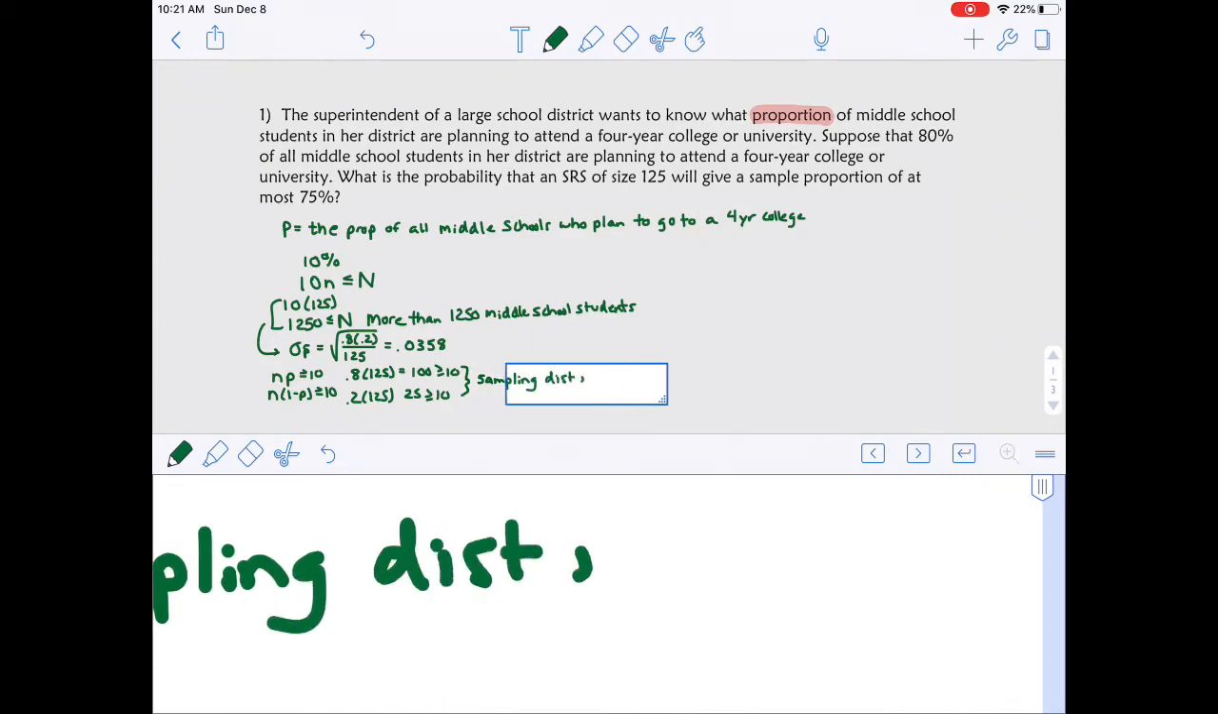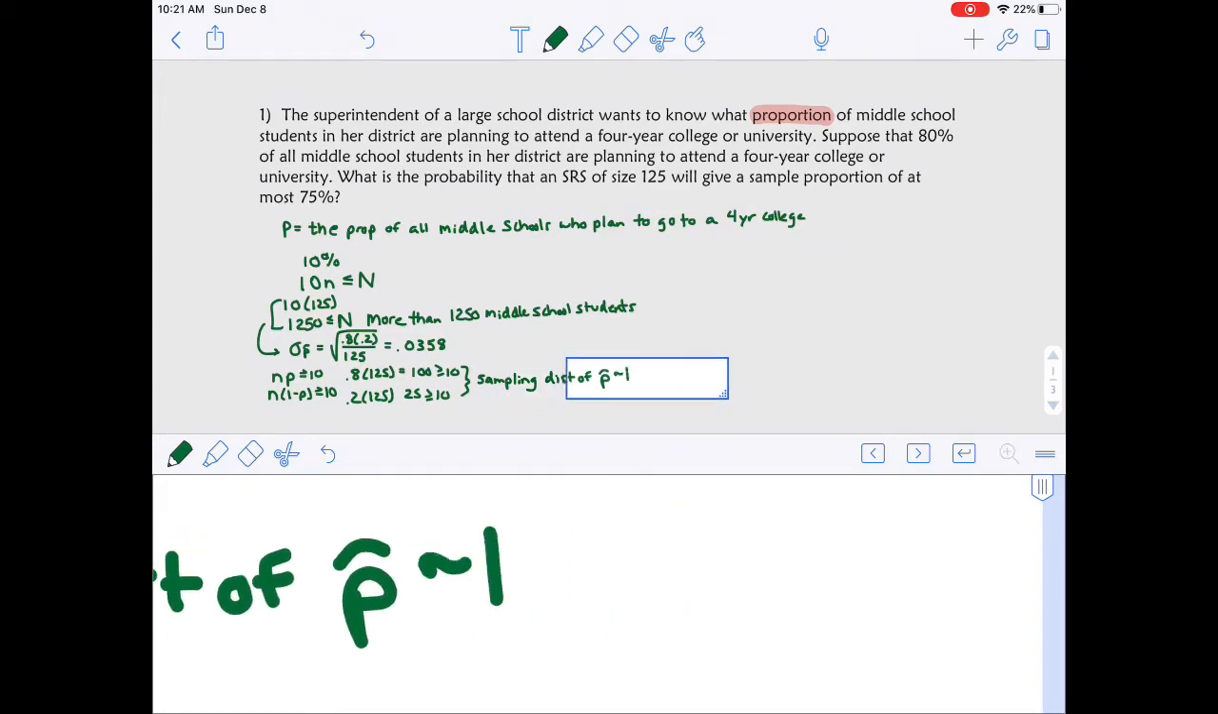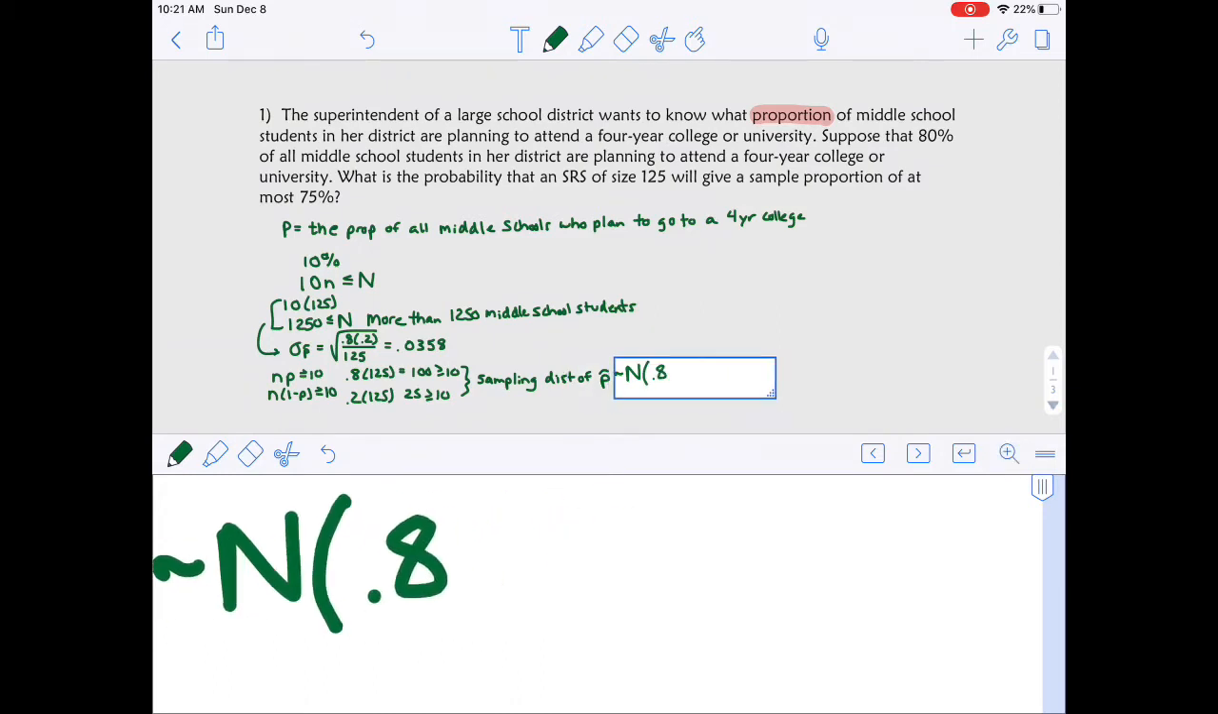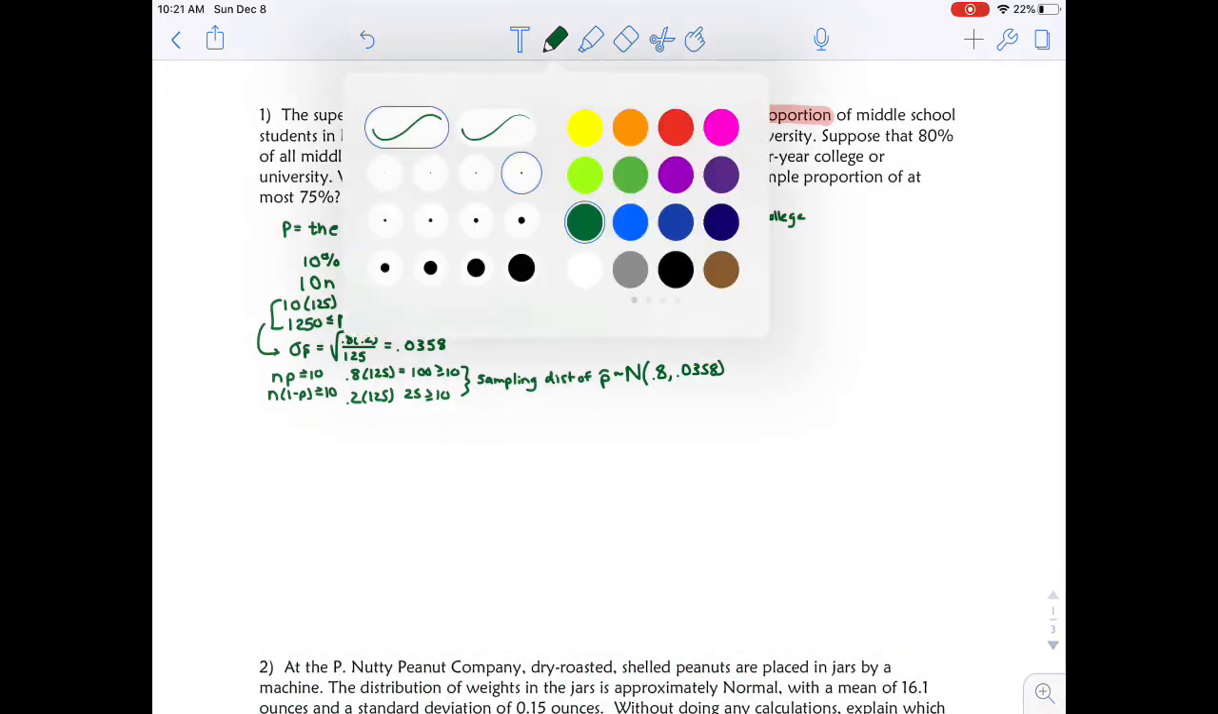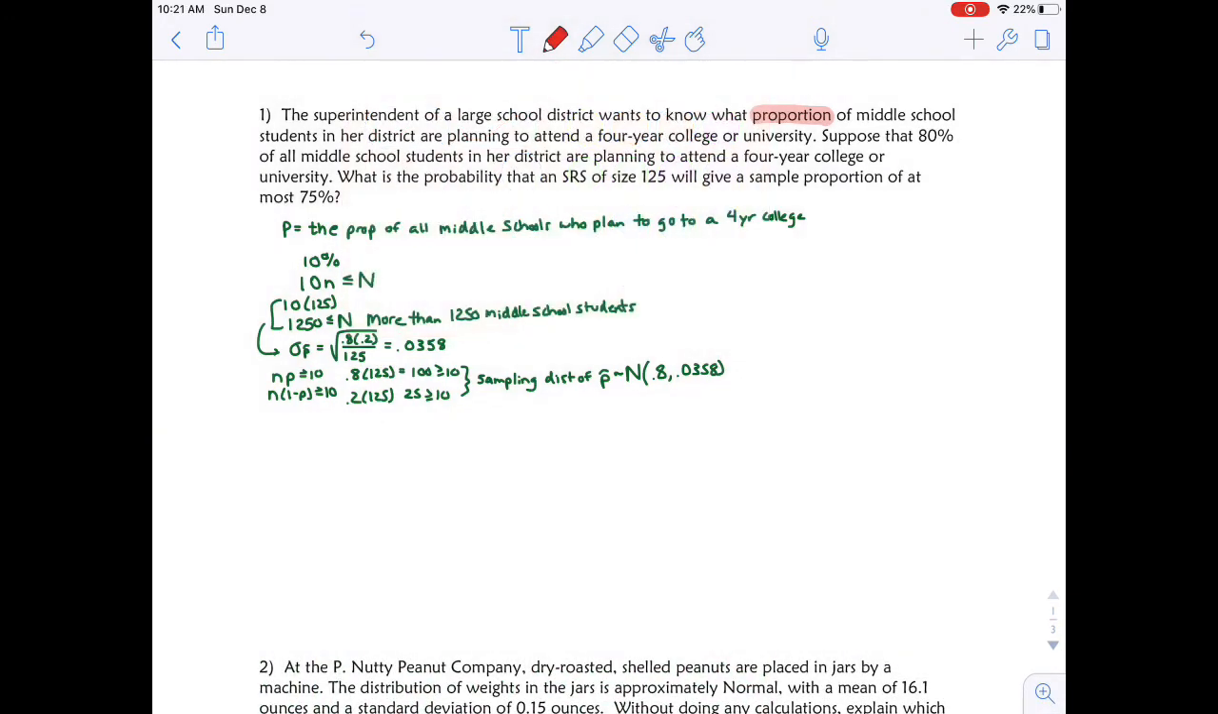Sampling distribution of p hat is approximately normal. Our mean is going to be the 0.8 that they gave us, and the standard deviation is the 0.0358 that we found. So this process right here, this bit that we've done, is identical for almost every problem. You need to have that in your setup. Again, things that will change: maybe instead of p, we're talking about x, and we're taking means with our sample means, and that would just change some of your formulas.